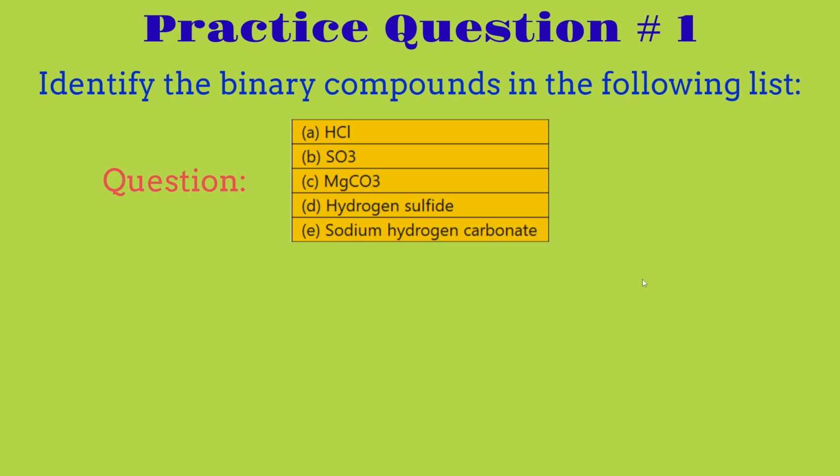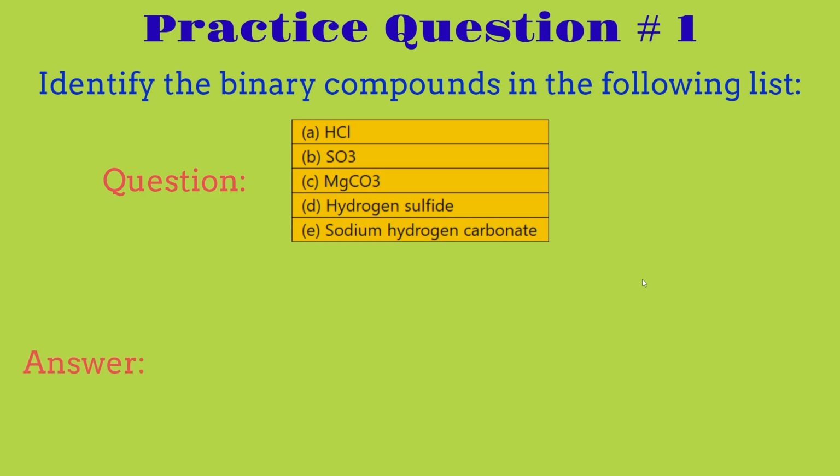For the third one, we have MgCO3, which is magnesium carbonate. This would not be a binary compound because there's three different elements combined together, and these three elements are magnesium, carbon, and oxygen. And finally, for the last one, we have sodium hydrogen carbonate, which is also not a binary compound because there's multiple different elements combined, which is 4 different ones.